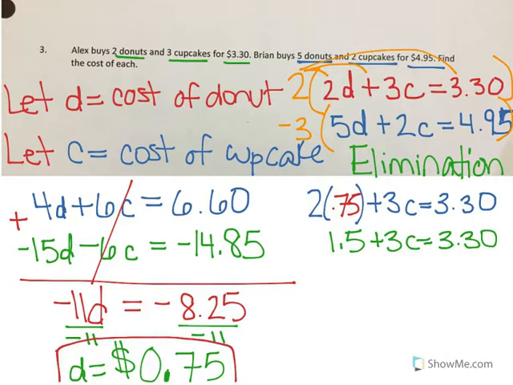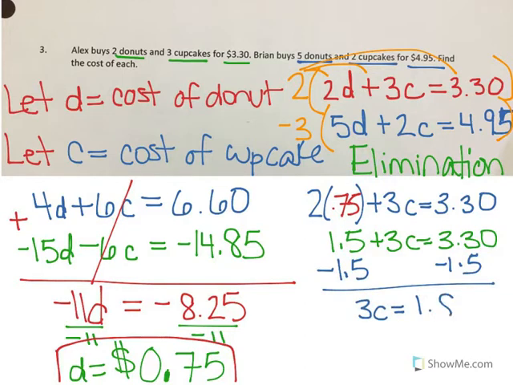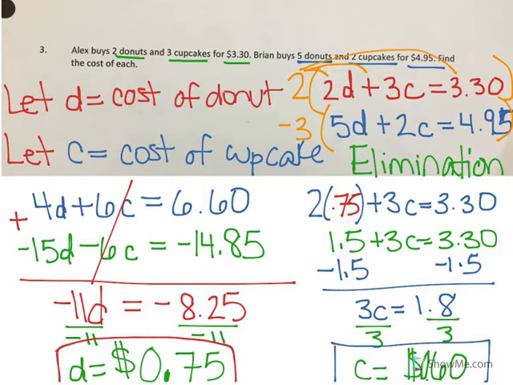I can then subtract 1.5 from both sides. I'm left with 3c equals 1.8, and when I divide both sides by 3, I will get an answer of c equals 60 cents. So I found that the cost of a donut is 75 cents and the cost of a cupcake is 60 cents.